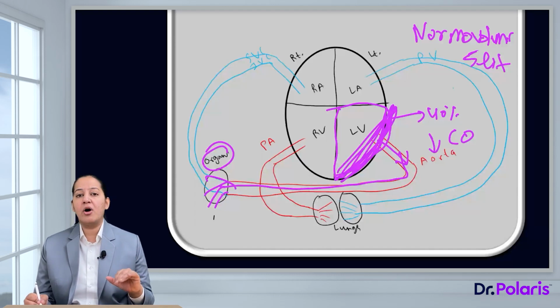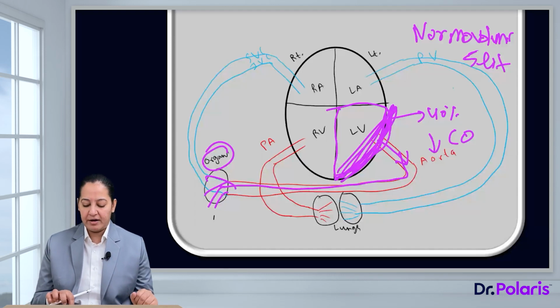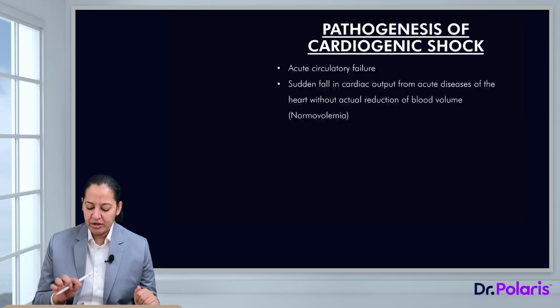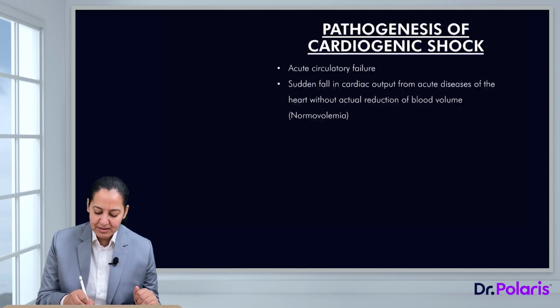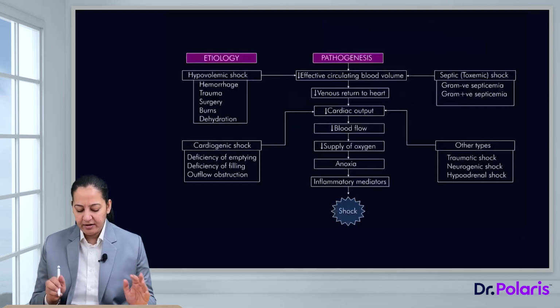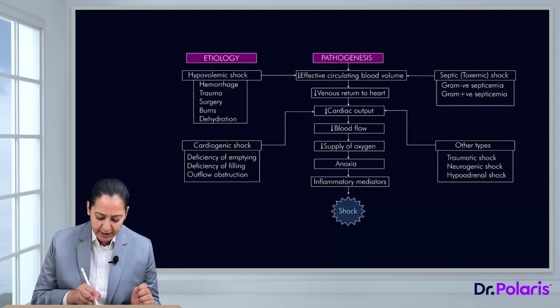The reason for the shock here is inadequate pumping of the heart. So that is normovolemic shock. Such a shock is known as normovolemic shock. You can see the pathogenesis is acute cardiac failure in case of normovolemia. So here you can see that is cardiogenic shock.